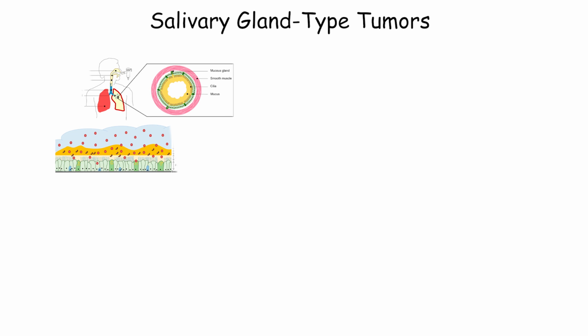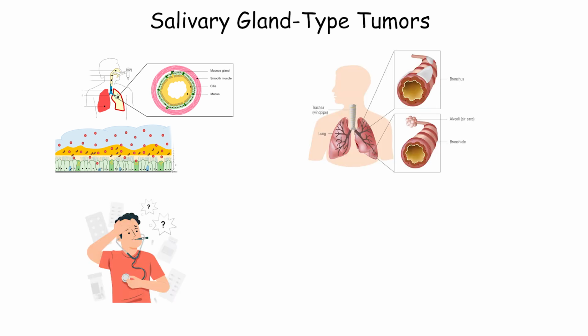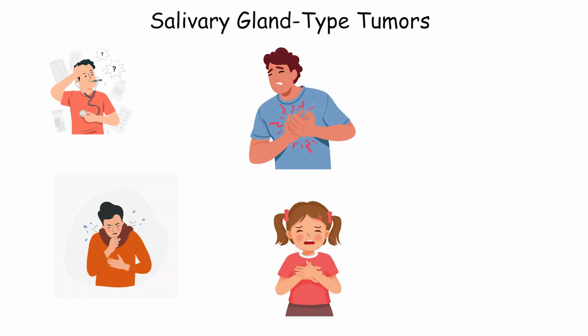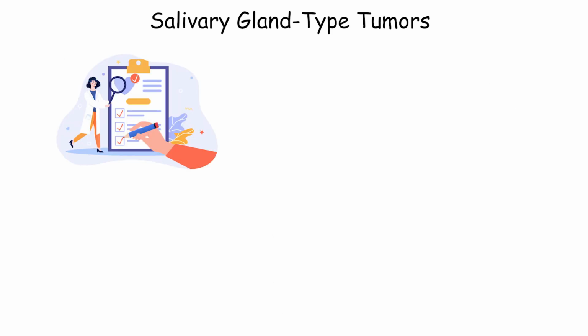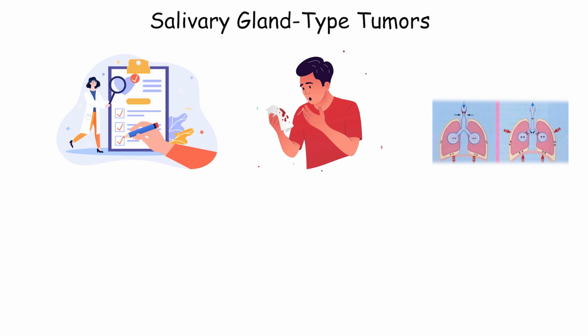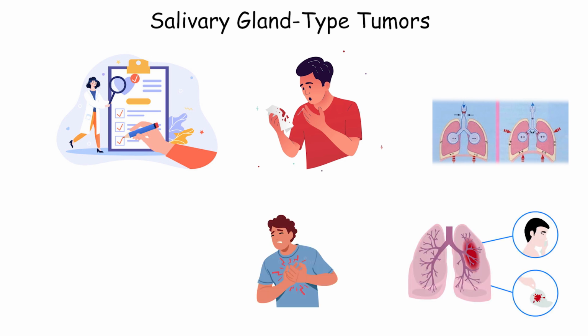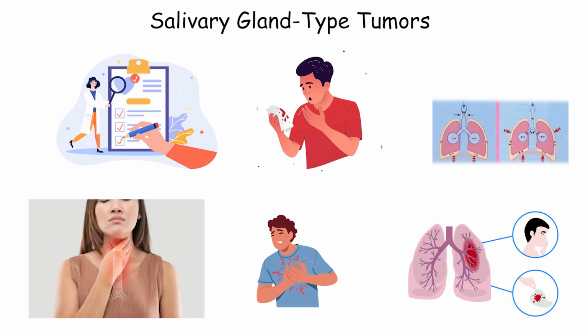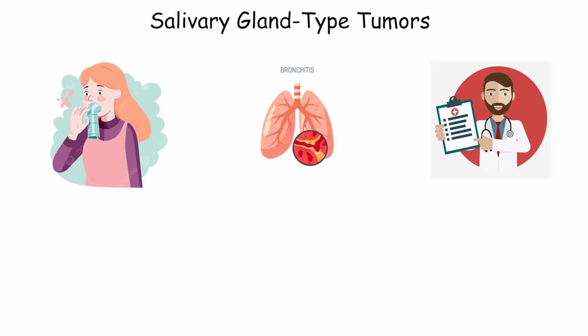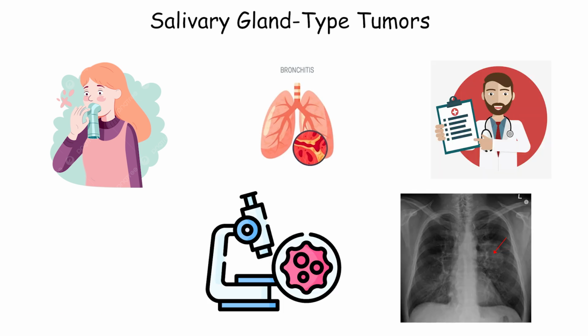Symptoms of salivary gland-type tumors often arise when the tumor begins to block or compress the airways. Common signs include persistent chest pain, coughing, difficulty breathing, and wheezing. In some cases, the tumor may also cause coughing up blood, hemoptysis, or recurring respiratory infections due to airway obstruction. Because these symptoms can mimic other respiratory conditions, such as asthma or bronchitis, diagnosis may be delayed until imaging or a biopsy reveals the tumor's presence.